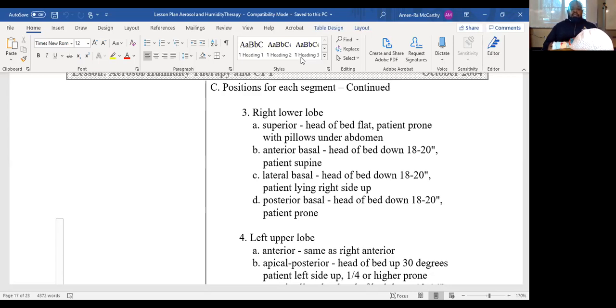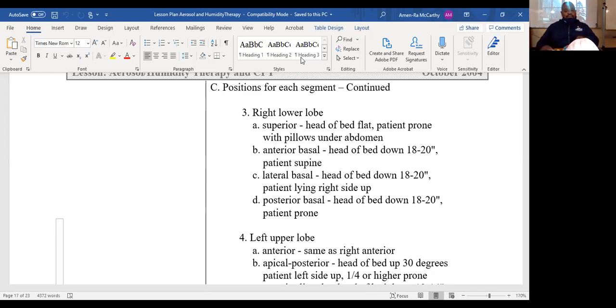Lateral basal. To drain the lateral basal segment of the right lower lobe, head of the bed down 18 to 20 inches, patient laying right side up. Okay, so head of the bed is down. This is his right over here. So head of the bed is down 18 to 20 inches, and then he has his right side up in the air. So not only is your head down, but your right side is up in the air. That's how you drain the anterior basal segment of the right lower lobe.